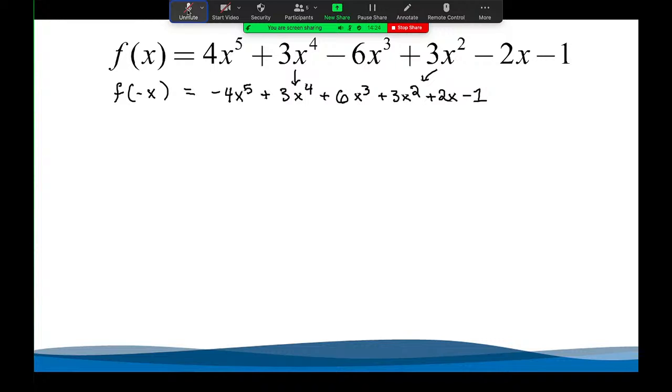So now let's check the number of sign changes. From -4 to 3, that is a sign change. 3 to 6, not a sign change. 6 to 3, not a sign change. 3 to 2, not a sign change. 2 to -1 is a sign change. So here we have 2. And due to Descartes' rule of signs, we know that we either have 2 or 0 negative roots in total.